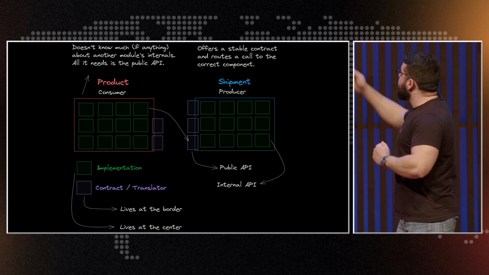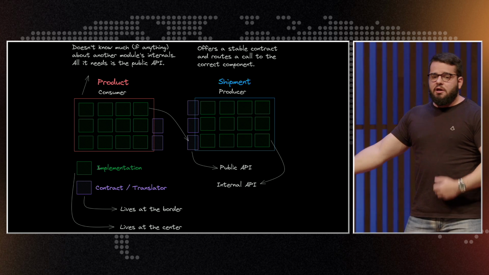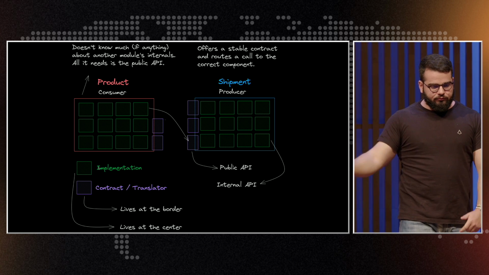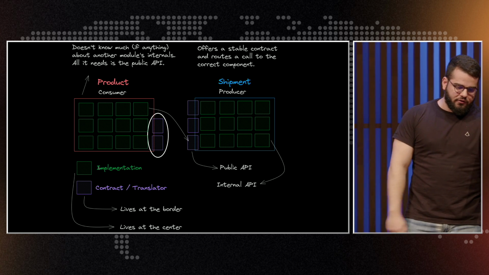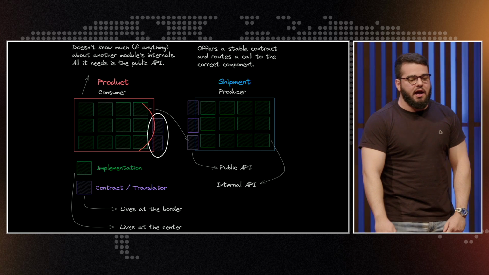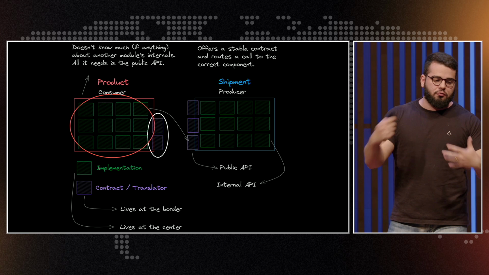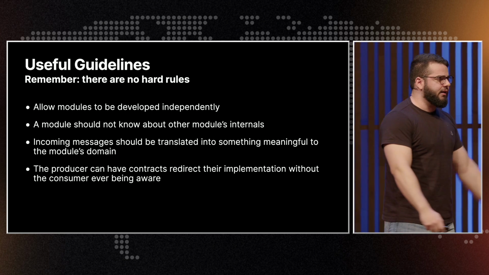And then you have a consumer and a producer, with the consumer consuming something the producer offers. So you have your public API at the border, and you have your internal hidden API at the core of the module. Some useful guidelines.